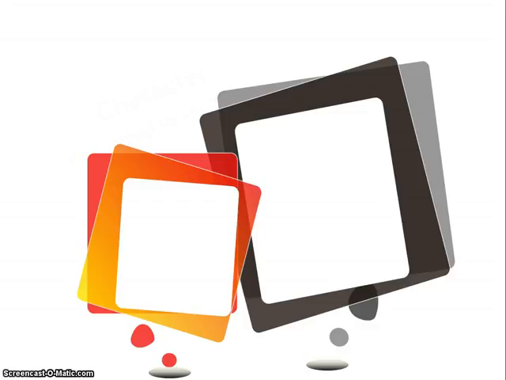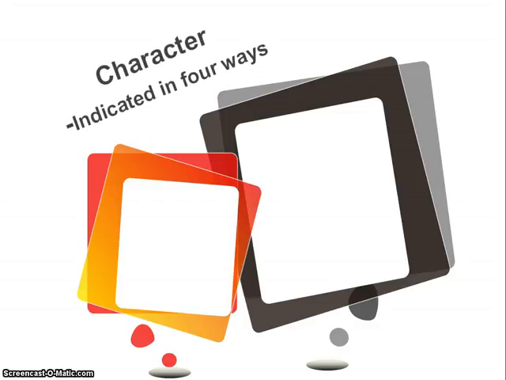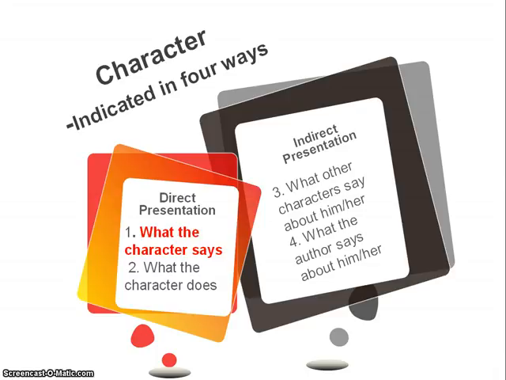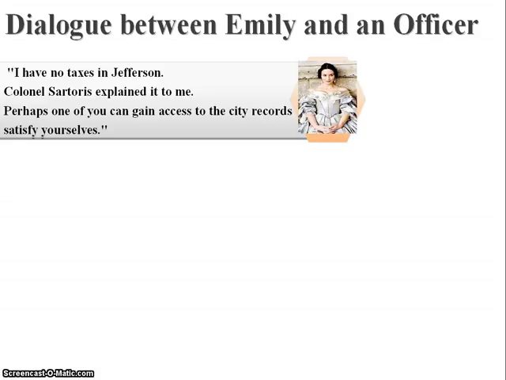Thirdly, the analysis of character. Character is often indicated in 4 ways listed here. Today, we only concentrate on what the character says. In the story, a dialogue can clearly show the character of Emily, and here is a clip of it. One day, Emily was visited by the local officer to pay tax.